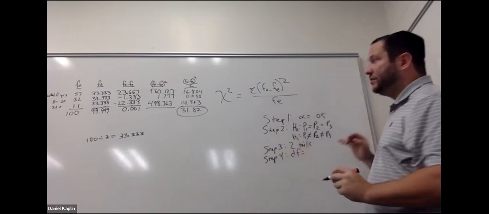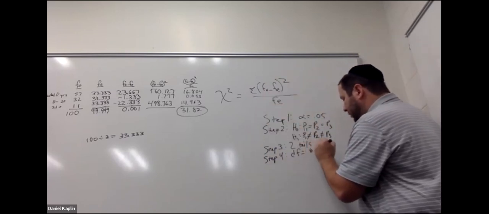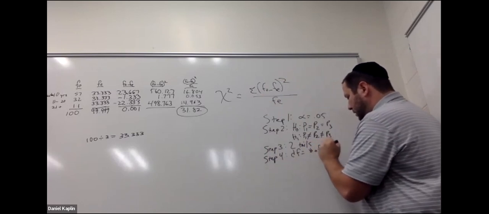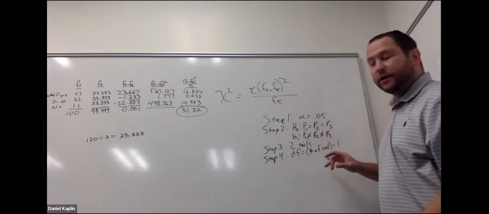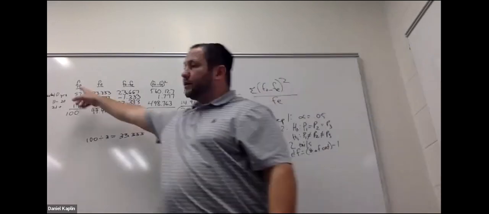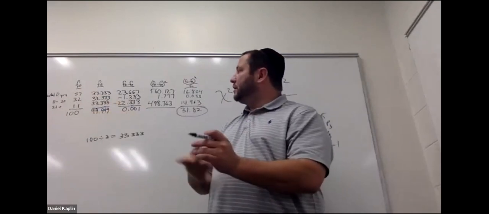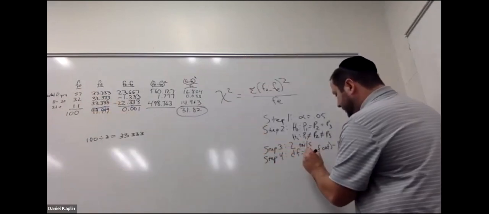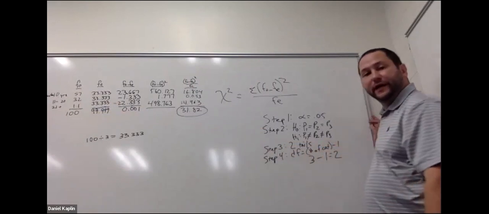Now, I said the degrees of freedom are the number of categories minus 1. So what are our degrees of freedom? How many categories do we have over here? We have early career, mid-career, late career. So we have 3 categories, right? So we do 3 minus 1 gives me 2 degrees of freedom.